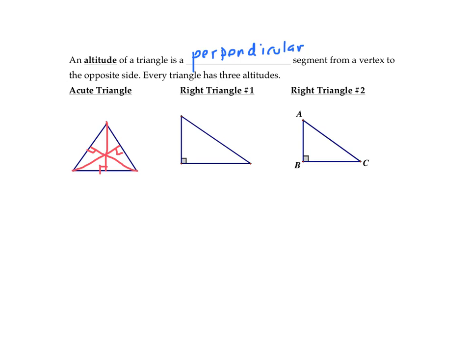In our right triangle, we're going to do 3 different cases with it. If I want to draw the altitude from this vertex right here, it would be perpendicular to the hypotenuse of the triangle, like that. In the right triangle next to it, where it says right triangle number 2, do you see how line segment AB is perpendicular to BC? AB is actually an altitude to line segment BC.